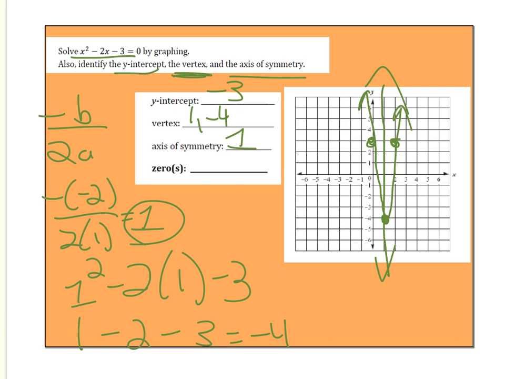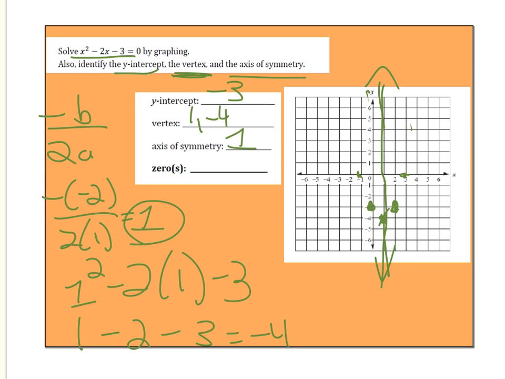Oh, you know why? I messed up on a part. My y-intercept should be down here, not up there. So let me erase some of this. Let me fix that. I apologize. So that's going to be right there. 1, -4.